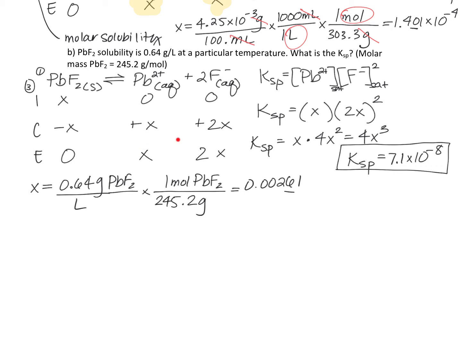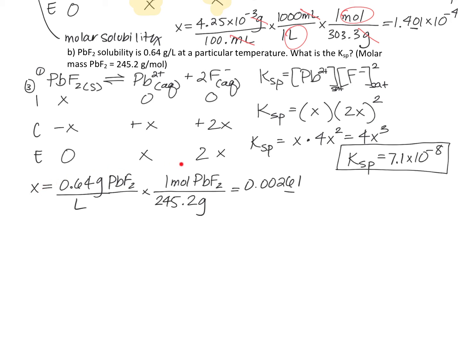After I do that, I'm going to take my x values and plug them into my Ksp. Now, this is where another common error occurs, is that when you apply this squared, it needs to be applied to both this 2 and the x. So you should end up with 4x squared for this expression. Times x gives you a total of 4x cubed.